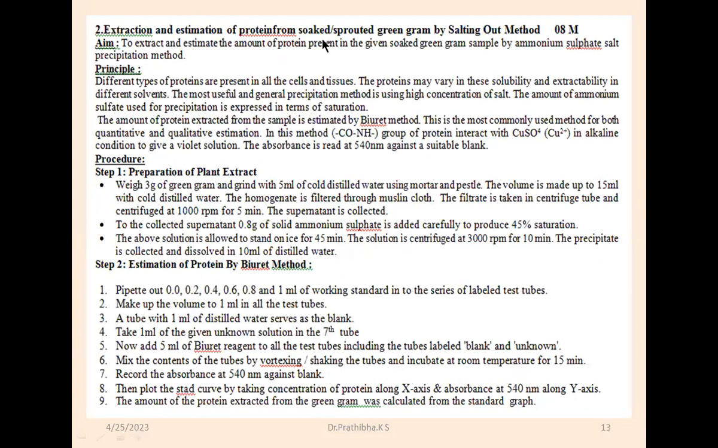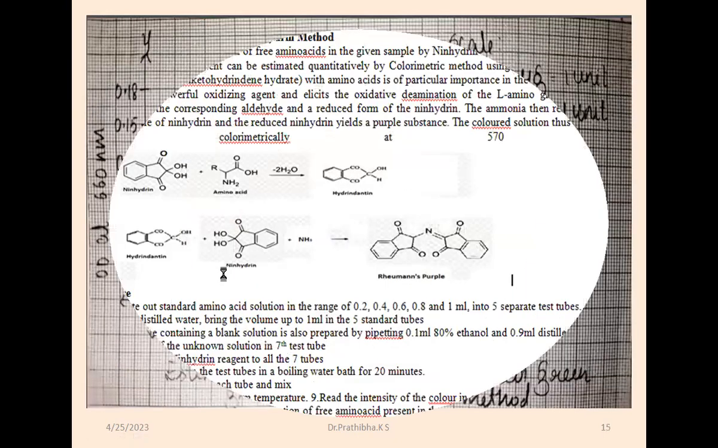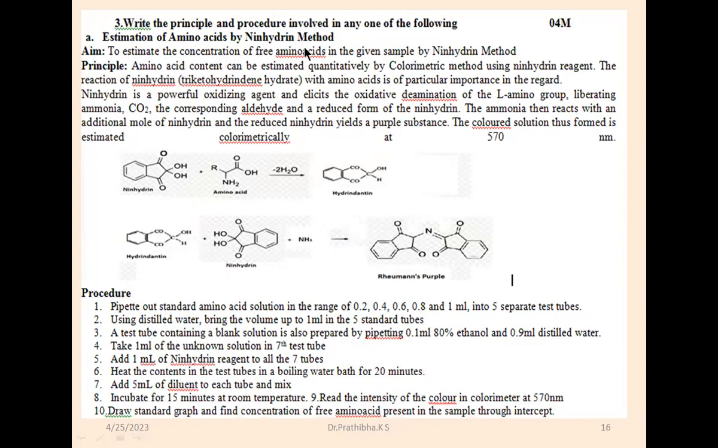Okay, then soaked sprouted green gram, principle, 2 steps procedure, preparation of plant extract, estimation of protein by pyruvate method, and the respective tabular column, and write the result, plot the graph. Next, ninhydrin method and the separation of plant pigments by paper chromatography. Only you need to write the principle and procedure. So this is the principle and here is the procedure. Okay, and this carries 4 marks. If possible, keep in your mind this reaction. Otherwise, this principle in sentence form, that is more than enough.